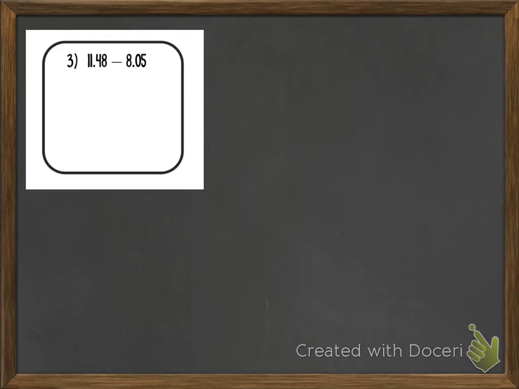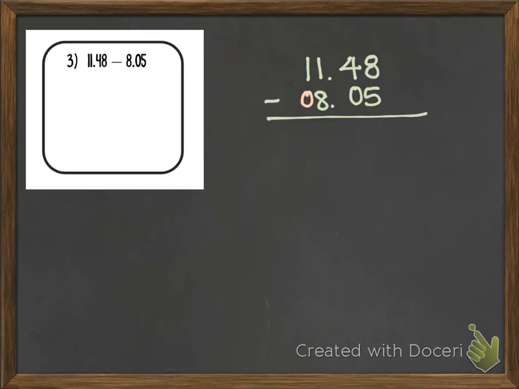We also have our subtraction problem. So subtraction problem, the rules are going to be the same. You need to line your decimals up. So when we write this, we have 11.48, and we are subtracting, lining our decimals up, 8.05. Annexing a 0. And then we subtract like normal.